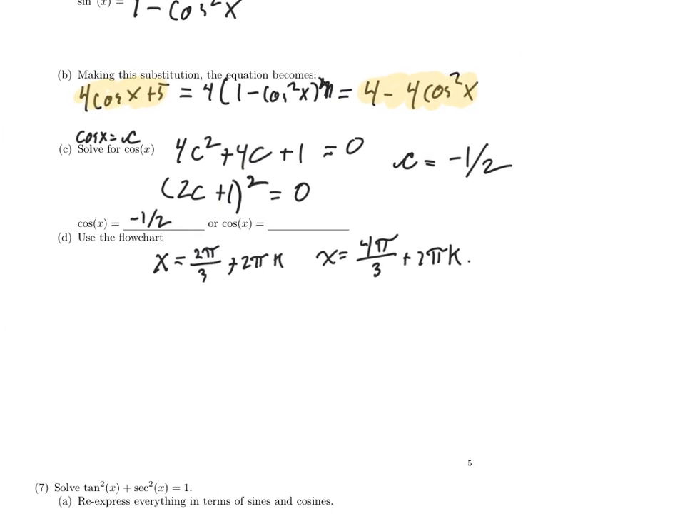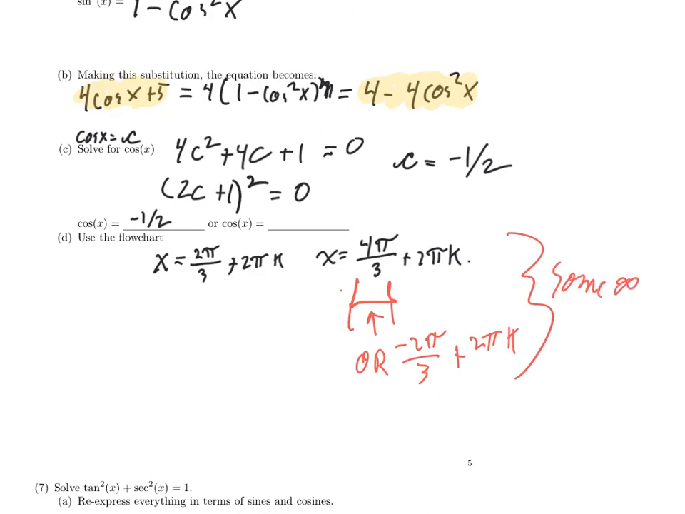Groovy. And some of you who followed a different algorithm may instead have written negative 2 pi over 3 plus 2 pi k. But that would give the same infinite family. So both of those results would be correct.